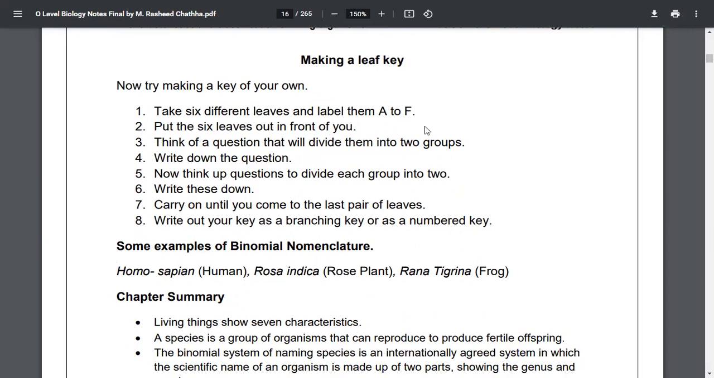Take six different leaves and label them A to F. Put the six leaves out in front of you and think of the question that will divide them into two groups. Write down the question. Now think of questions to divide each group into two. Write these down. Carry on until you come to the last pair of leaves and write out your key as a branching key or as a numbered key.